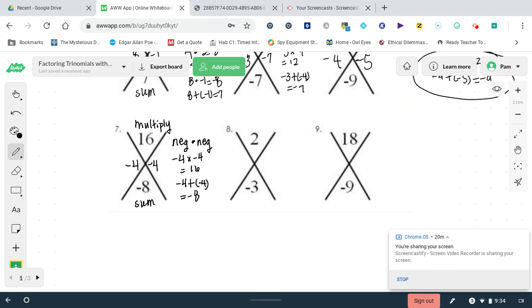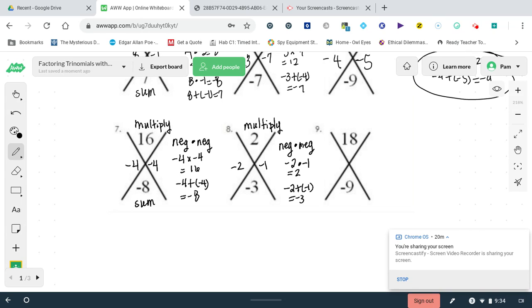All right, top number on number 8 is positive. So I end up with a positive times a positive or a negative times a negative. Okay, just look here in the bottom of the x. You got a negative. So that means it's going to be a negative times a negative. Okay, the only factors are 2 and 1. So it's -2 times -1, which is +2. And -2 plus -1 is -3. So your two factors are -2 and -1.